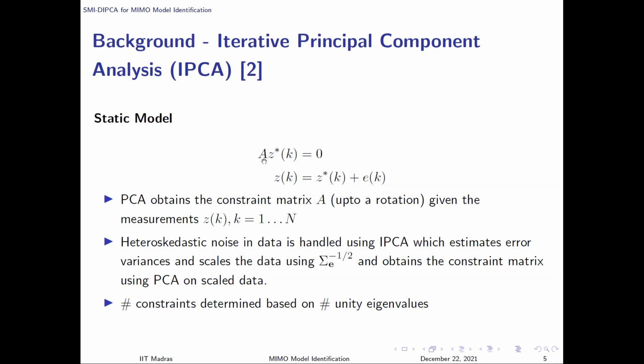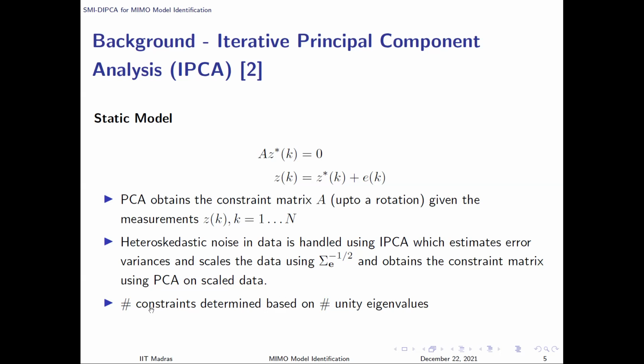Notice also that the A that we get is only a basis. That means any linear combination of the rows of A might also be a solution. Secondly, we also get the order, or the number of constraints, by just looking at the number of unity eigenvalues present in the covariance matrix of the scaled data. This also requires an outer loop iteration because we don't know D initially.